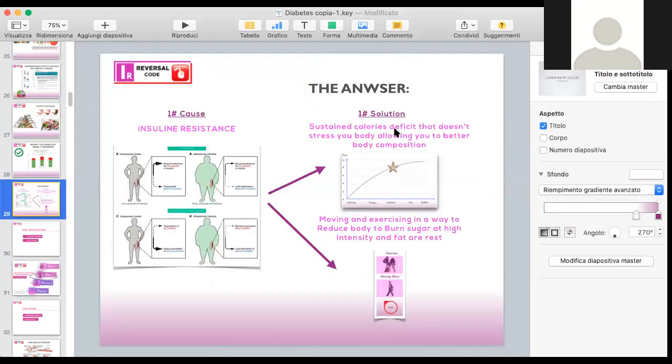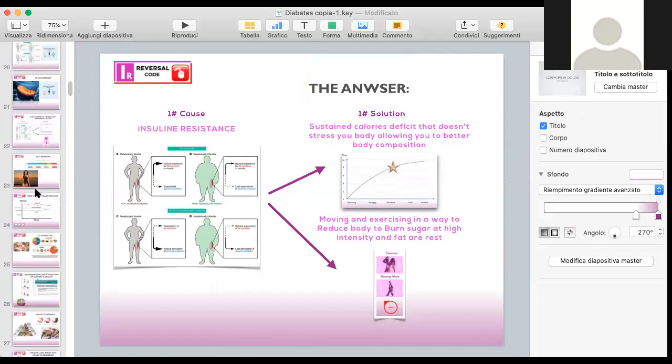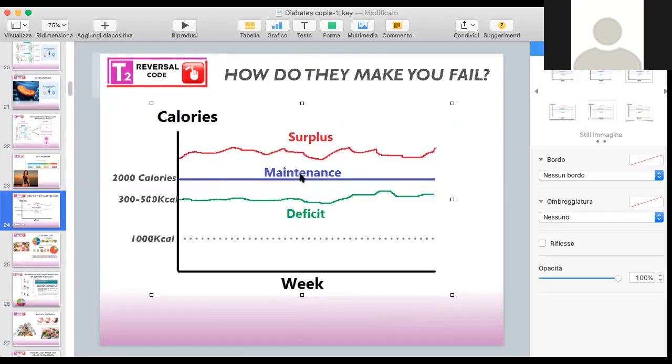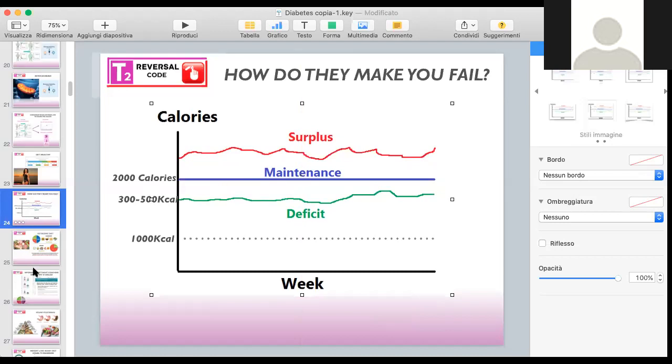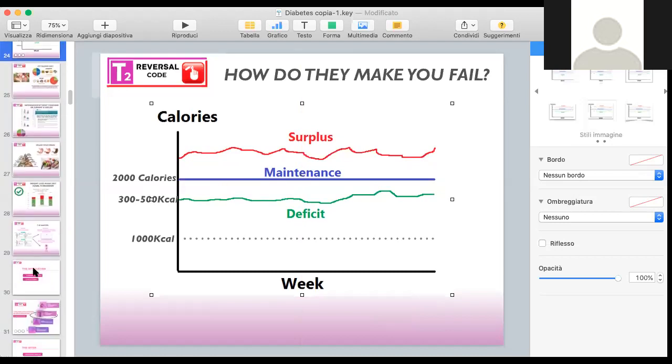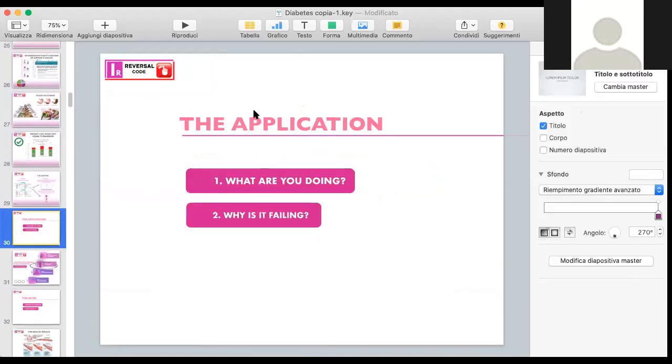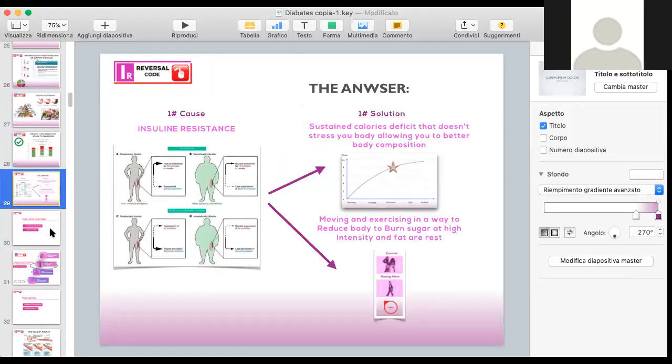You need the right calorie deficit, and you need to move and exercise in a way that re-educates your body to burn carbs again, and re-educates your body to burn fat again. What is the calorie deficit that you need? You need to talk to somebody and find that out, so that we can get to the results. In fact, you're going to ask me, okay, I know that I need this at this point. Where do I go from here?